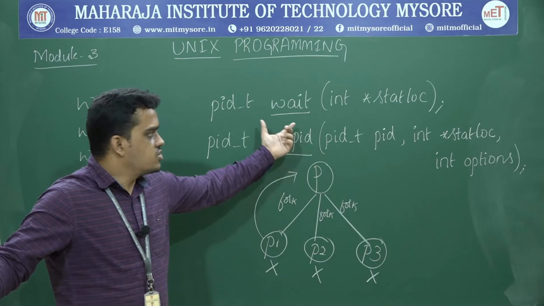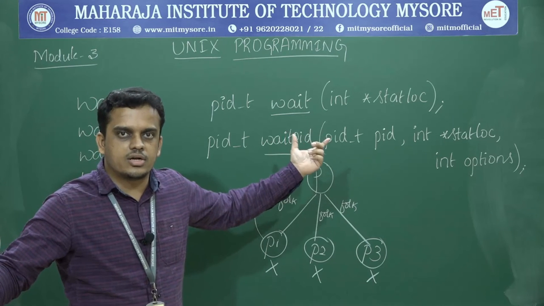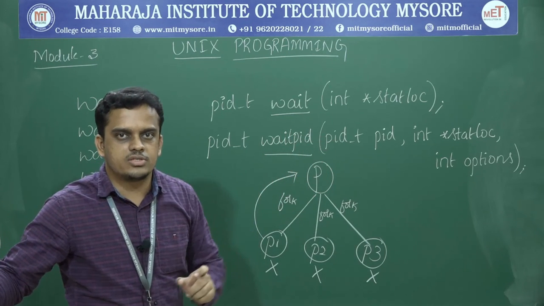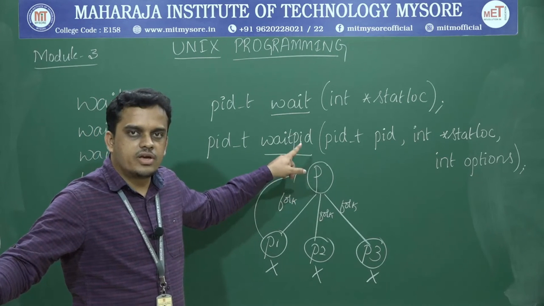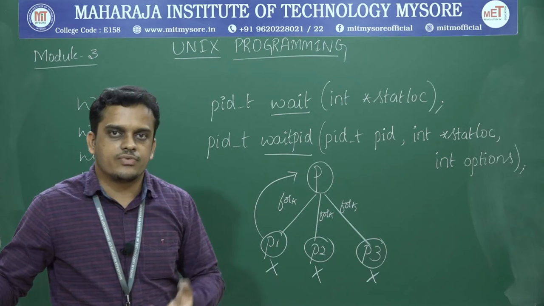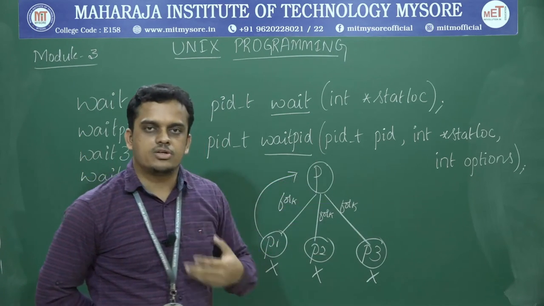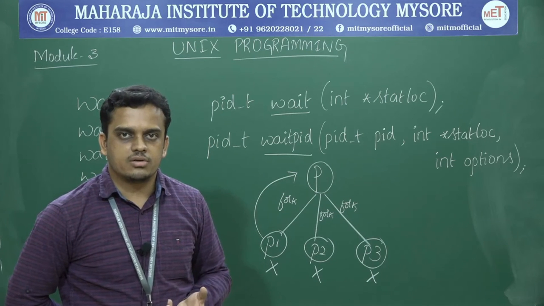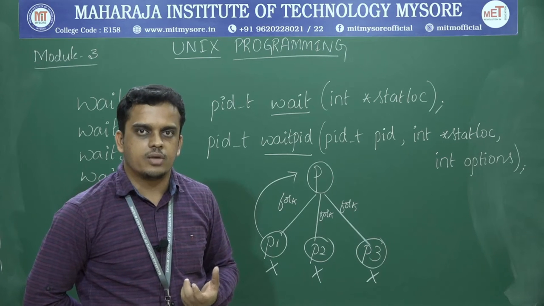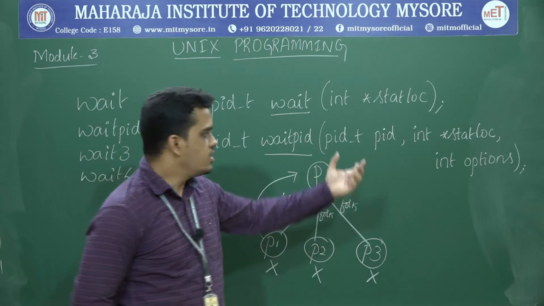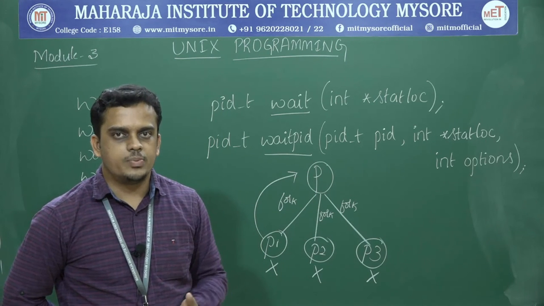The wait function will execute in such a way that it will fetch or return the termination status of the first terminated child process. In the case of the waitpid function, we can retrieve the termination status of a particular process, because in the argument list we can specify the process ID. Whichever process we are interested in, we can mention that process ID directly. So that is the major difference between the wait and waitpid functions.